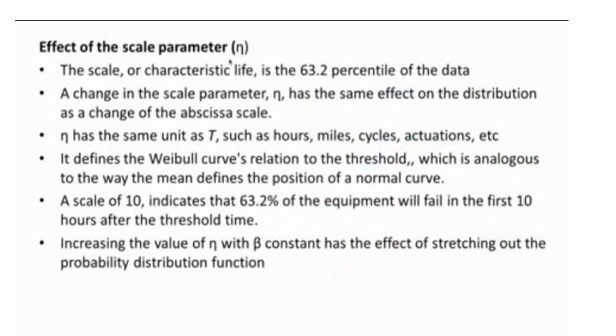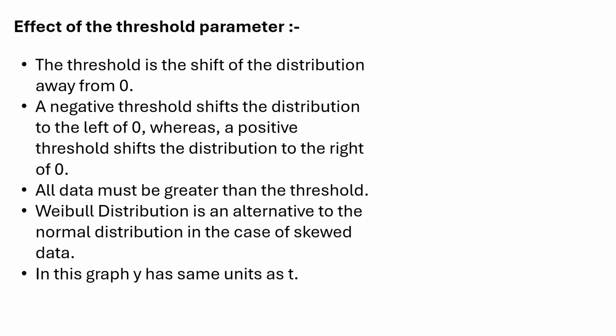A scale of 10 indicates that 63.2% of the equipment will fail in the first 10 hours after the threshold time. Now what is this threshold time? Threshold time is the time till which everything will function very smoothly without any failure, obstacle or fault. The increasing value of eta with beta constant has the effect of stretching out the probability distribution function. Now what are the effects of the threshold parameter?